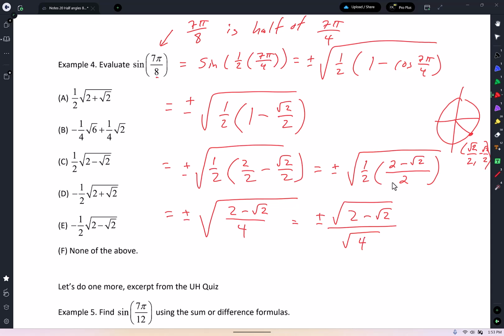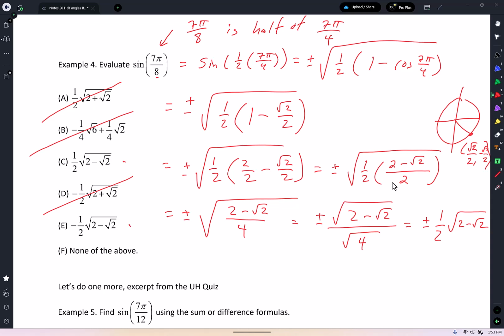What's the square root of 4? 2, but it's in the denominator. So if I wanted to look like my answer choices there, plus or minus 1/2 square root of 2 minus square root of 2. Anything that has a plus on the inside, I'm going to delete. Delete. Delete.